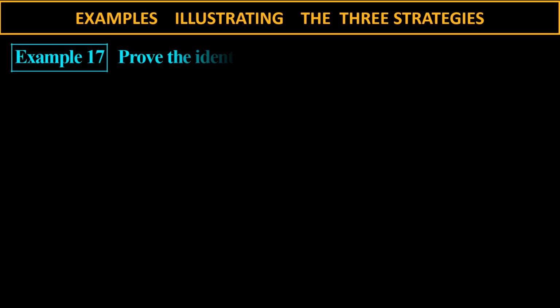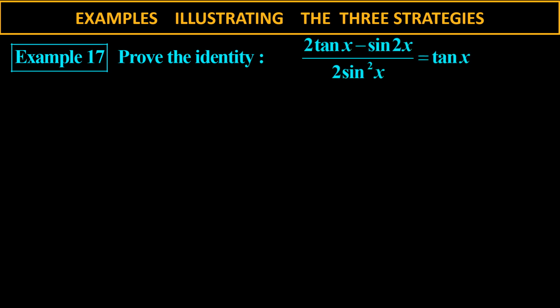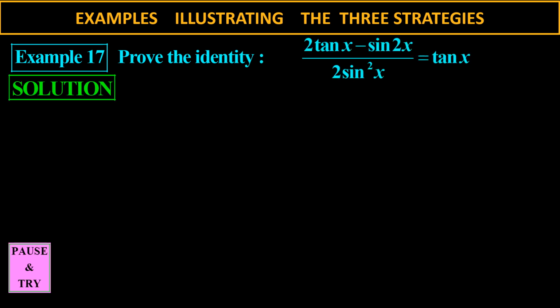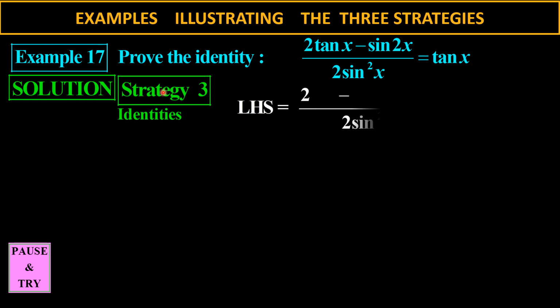Let's consider another identity. Again, we're going to take the left-hand side. If we look at the numerator, there are no like terms, and there's nothing to cancel. So we cannot apply any of the strategy 1 techniques. Strategy 2, can we factorize the numerator? No, we cannot factorize the numerator. So we cannot apply strategy 1 or strategy 2, which means I have to use identities. And which identity? That's correct.